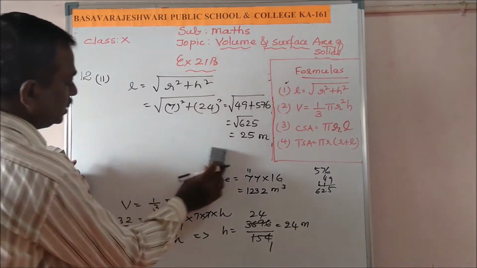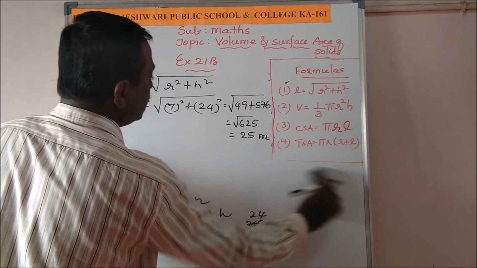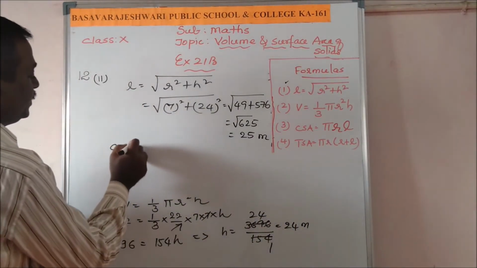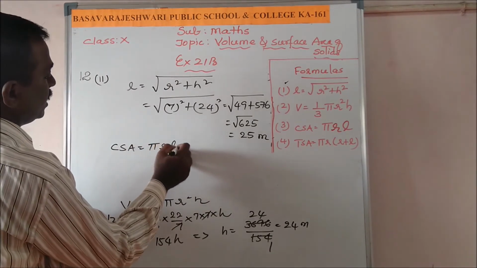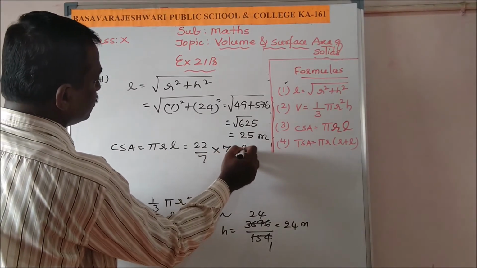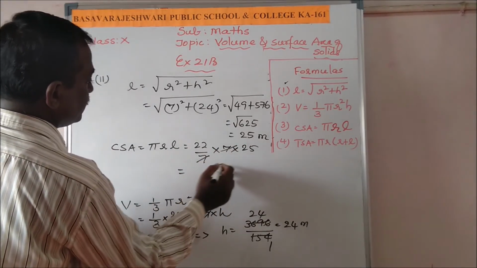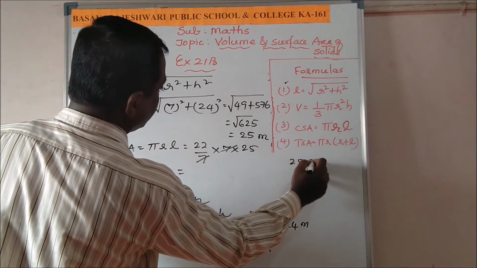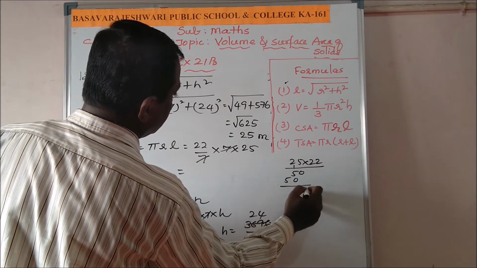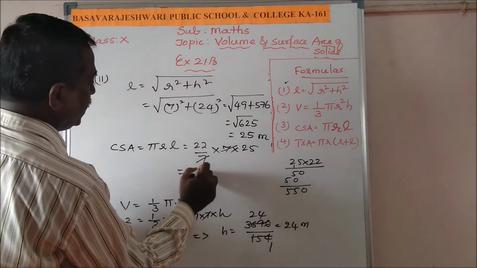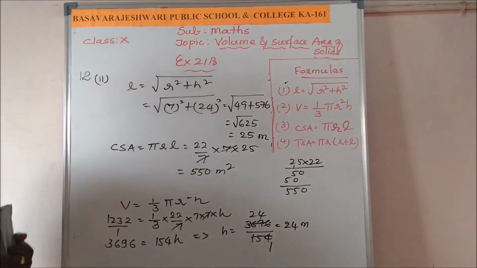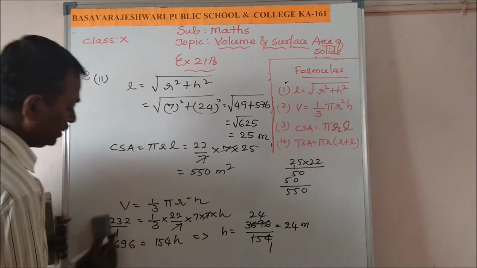Now I can find the curved surface area. Curved surface area is equal to pi r l, that is 22 by 7 into r which is 7, into l which is 25. 7 cancels. 25 into 22 is 550 meter square. So that is the curved surface area. Okay, note this.